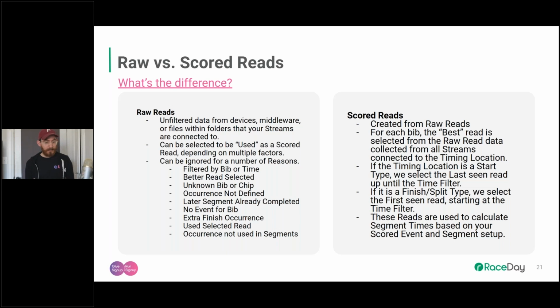Raw reads can be selected to be used as a scored read depending on multiple factors, or they can be ignored for a number of reasons. So raw reads are always in RaceDay scoring. Some of them may be used as scored reads, and a lot of them are probably going to be ignored because a lot of times you don't want to select every single read for every single participant. If I'm walking around after the race is completed at the finish line, I'm going to have a whole bunch of ignored raw reads because the system isn't going to use those reads for scoring.